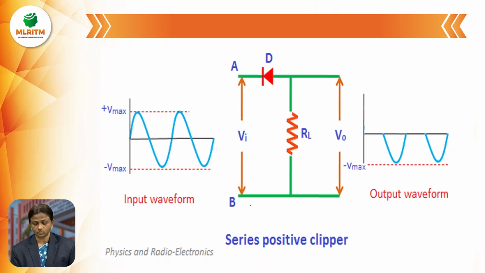Whenever current equals 0, the output voltage V0 equals IL into RL. So the current passing through load RL equals 0, therefore output voltage V0 equals IL into RL equals 0 only. So during the positive half cycle, the corresponding output equals 0. So at the output side, the total positive half cycle is cut off. That's why this is known as a series positive clipper.